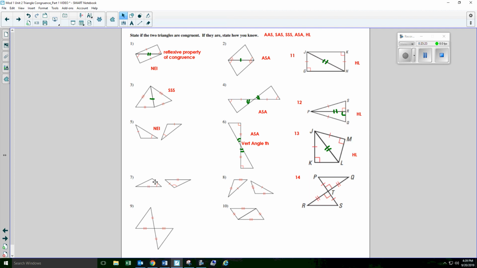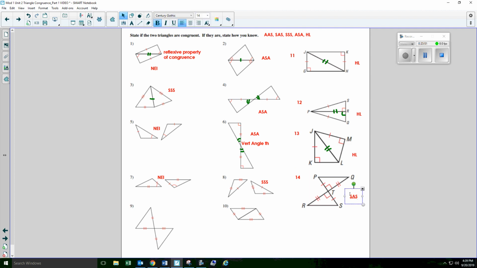Okay, here you see we have SAS. Here we do not have SAS. That A should have been right there if it was SAS. Remember, the A has to be in between the included pieces. SAS is not there. So that's not enough information. Okay. Here we can see we have SSS. That's clear as can be. Easy.